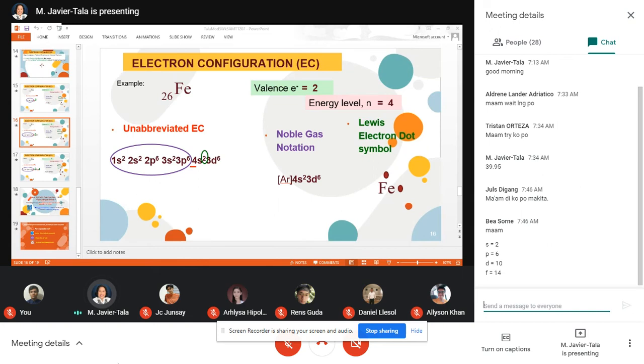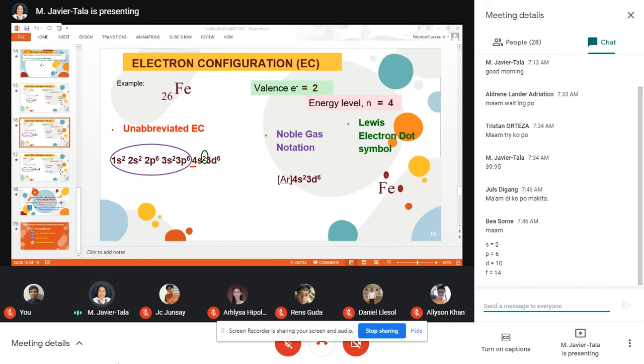Then, if we are going to look in the periodic table, your iron, which is in period 4, has krypton as its noble gas along period 4. You are not going to use krypton because krypton has a higher atomic number compared with iron. That's why what you will use for your noble gas notation will be argon, because argon, having a lower atomic number, already represents this part of your unabbreviated electron configuration. Then you write 4s2 3d6.